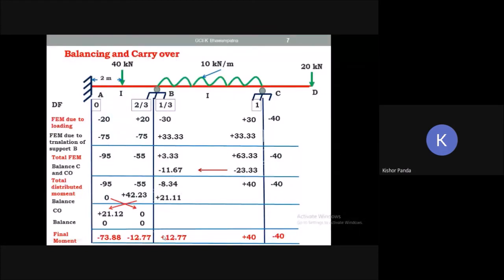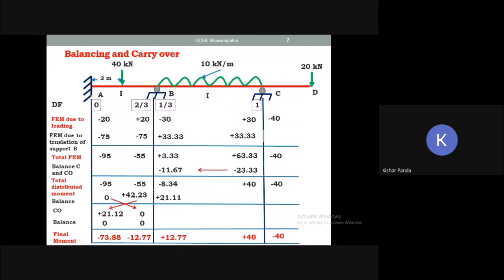So what is the moment here? Plus 12.77. Always you have to check the joint, so the sum of the moments should be 0. Here you got this side minus 12.77 and this side you got plus 12.77. So the sum is equal to 0. And here also this is already balanced. This side is plus 40 and this side is minus 40. You write here plus 40 and minus 40. So these are the final moments.